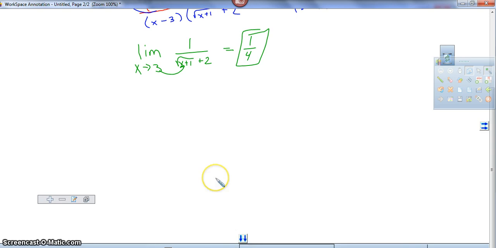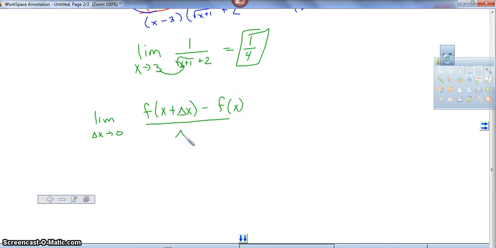And I think I got one more I want to show you, and this goes back to something that was on our last test, that whole f of x plus delta x thing. So I'm going to write this out because this is going to become important to us later on. The limit as delta x approaches 0 of f of x plus delta x minus f of x all over delta x.